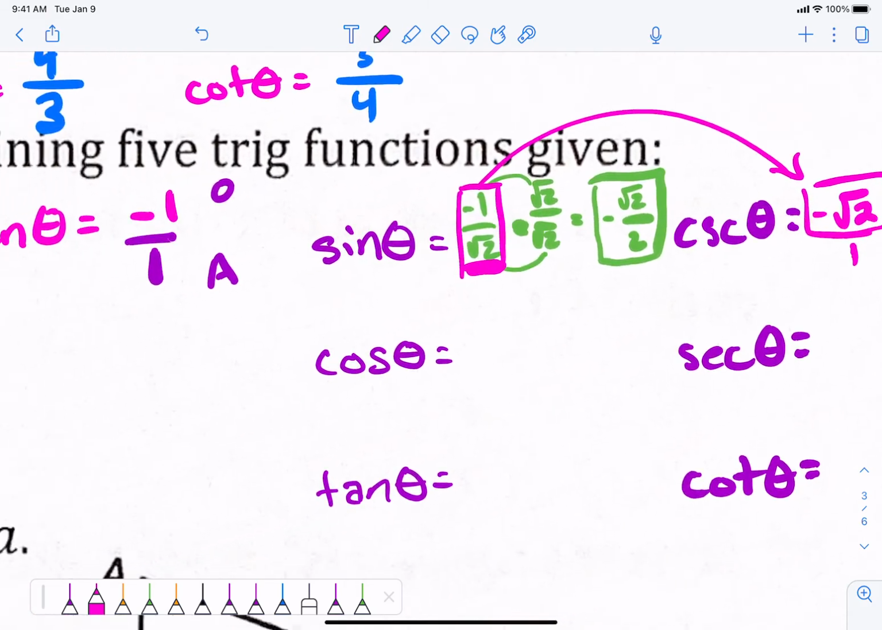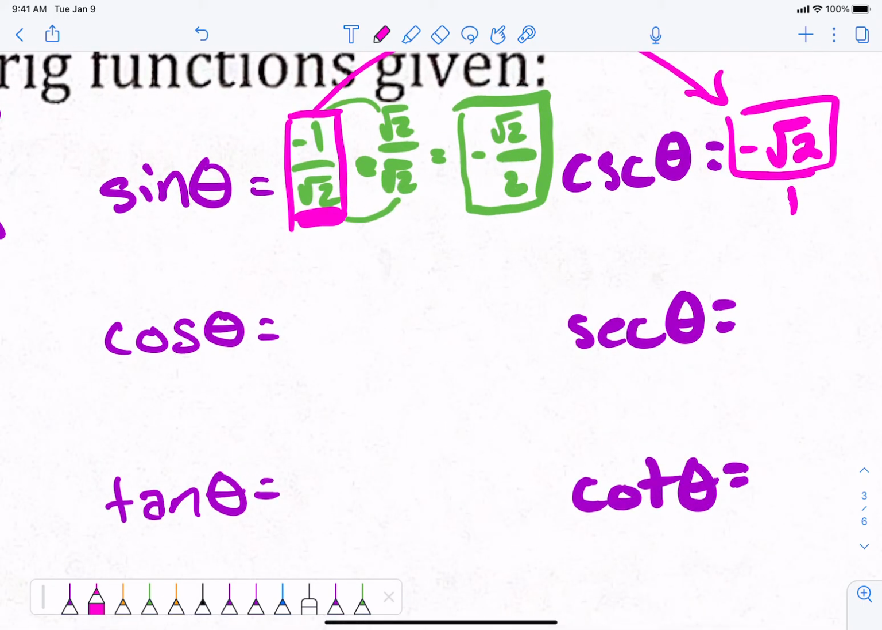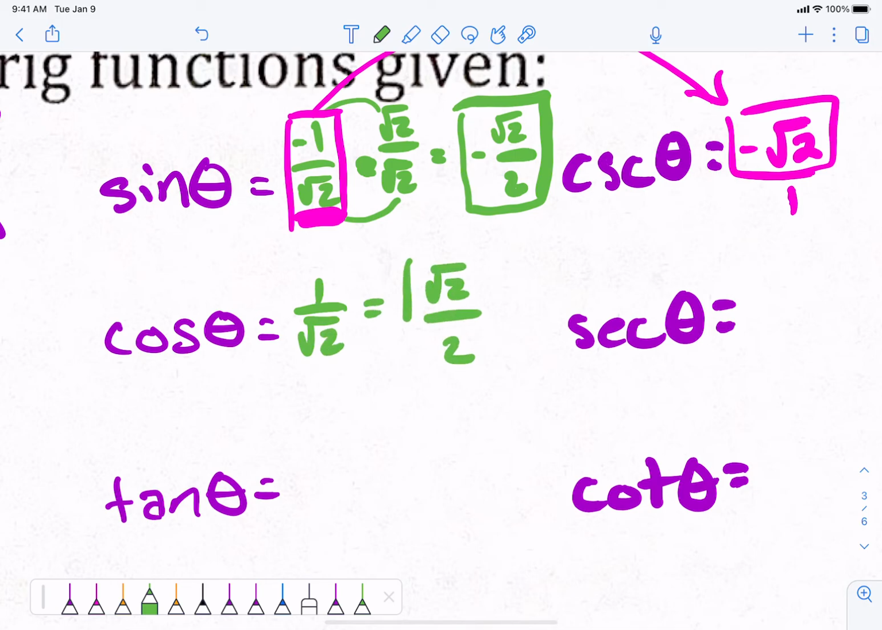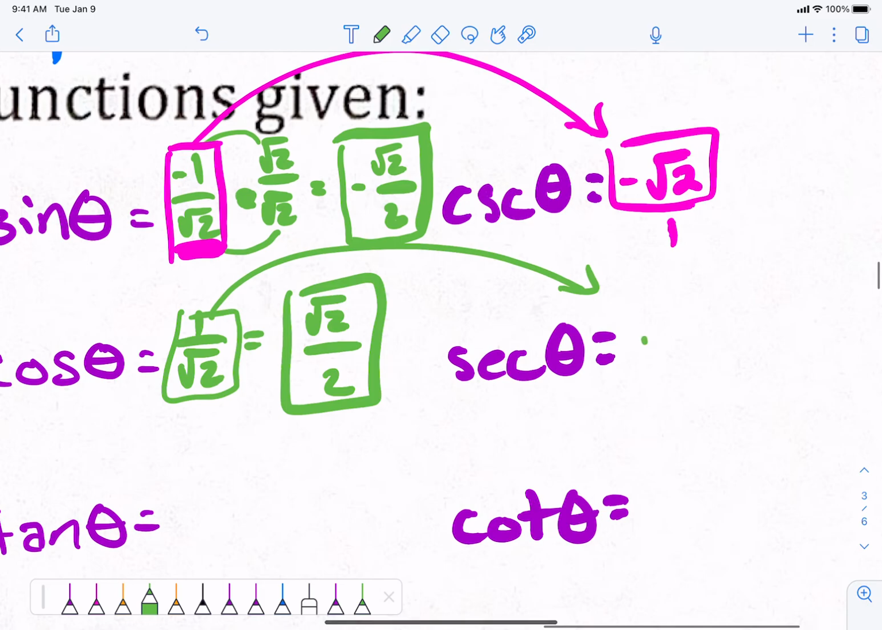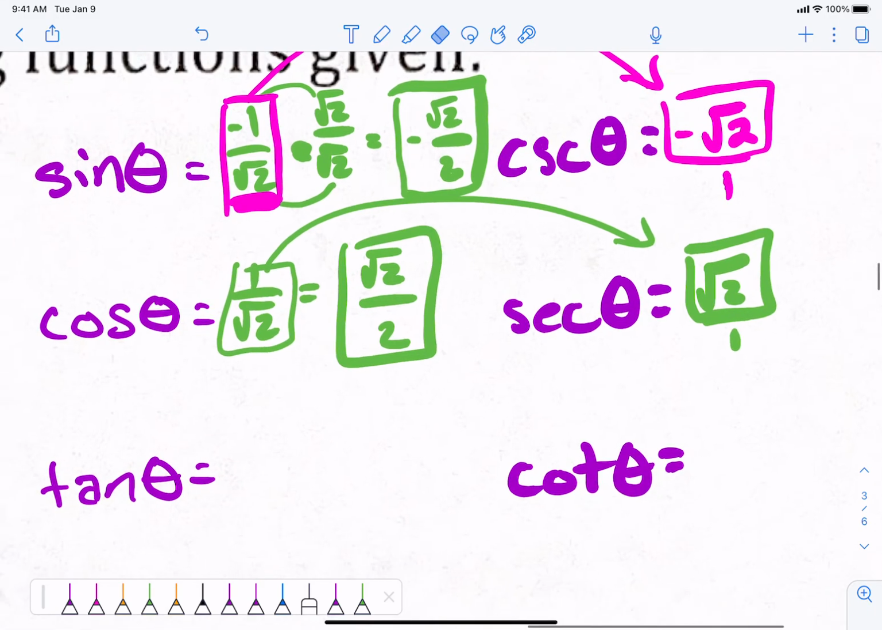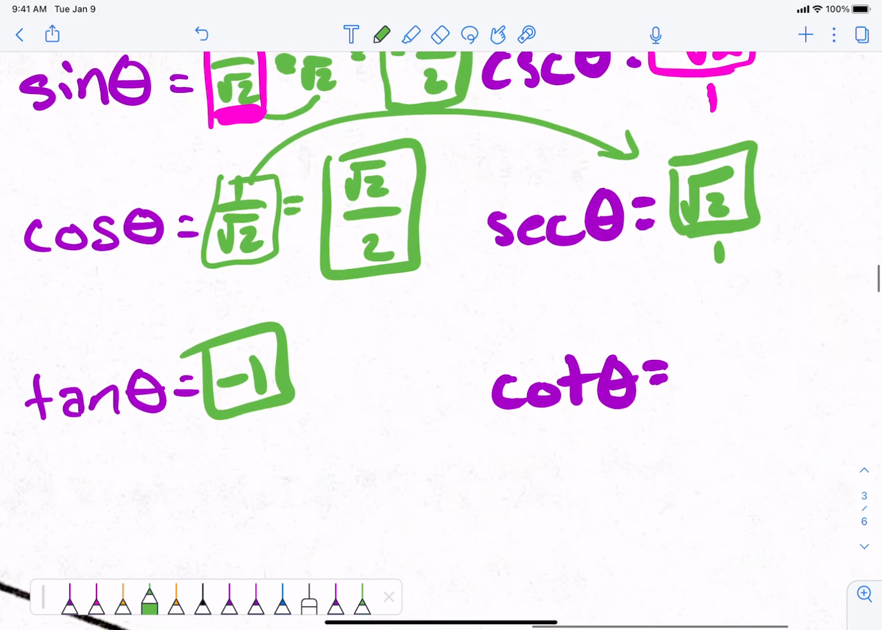Okay. Cosine: adjacent over hypotenuse. 1 over the square root of 2, which makes square root of 2 over 2 again. Okay, but we're going to look at this guy and flip him. It's just the square root of 2 over 1, or just the square root of 2. Okay. And tangent, we already know tangent is negative 1. They give us that. What's the flip of negative 1? If you flip negative 1, it's still negative 1, right? Negative 1 over 1, nothing.